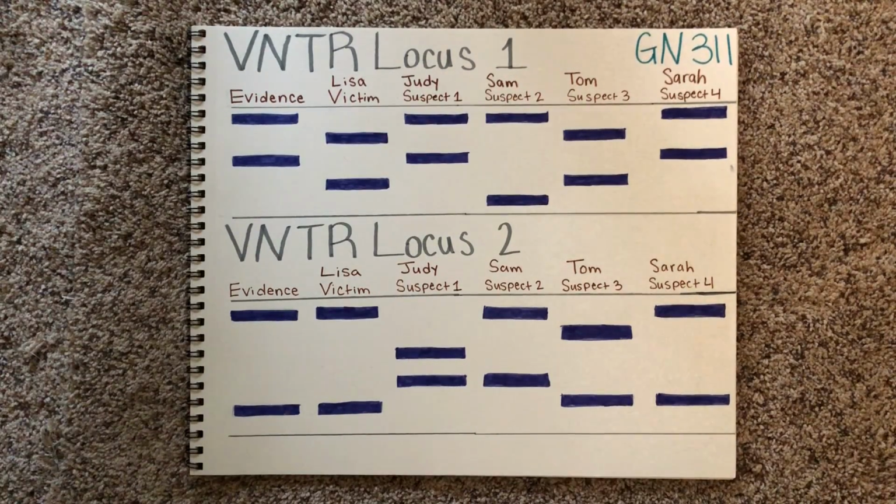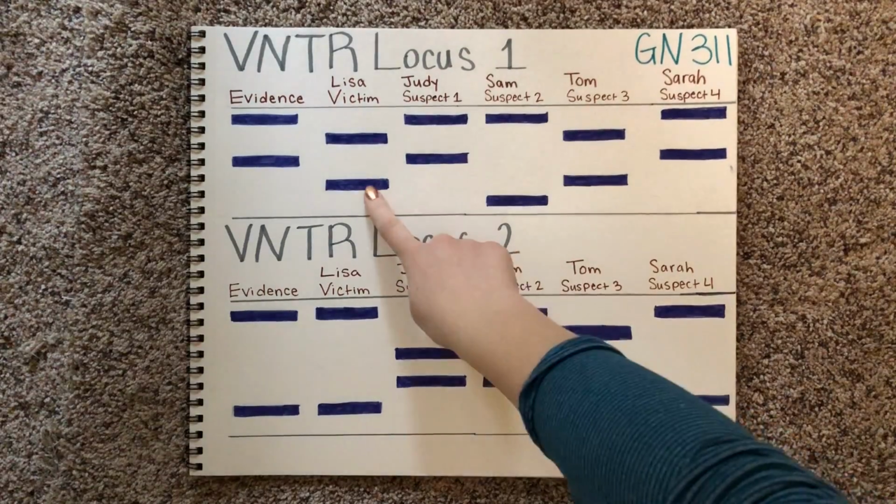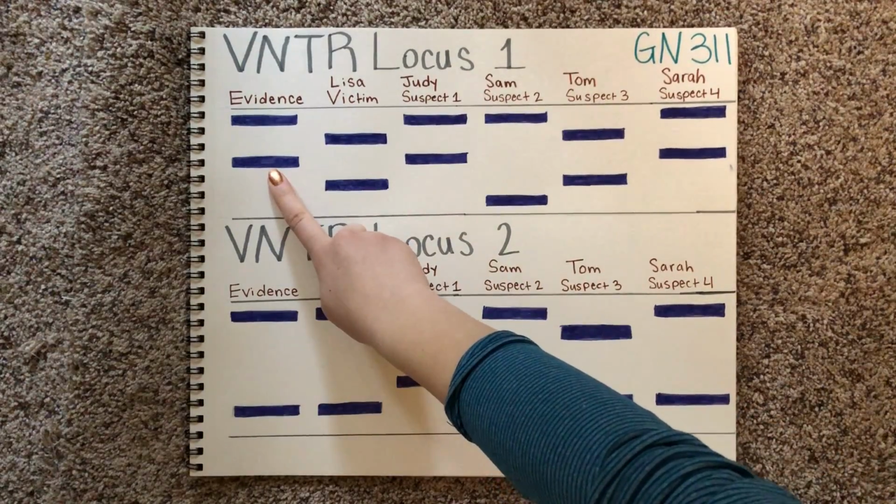At the crime scene, they found a hair, which they collected as evidence. The likely suspects were rounded up, which consisted of Lisa's neighbors. Below, we see the two VNTR loci that were run on separate gels to create DNA fingerprints that we can now analyze to hopefully find the perpetrator. The victim below is Lisa. The evidence is the hair sample collected.